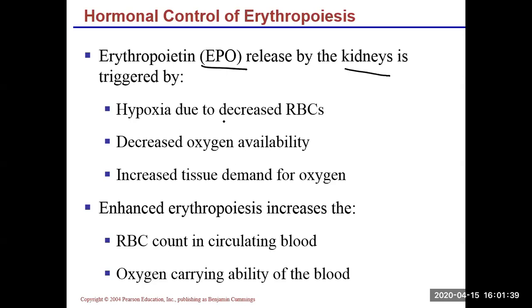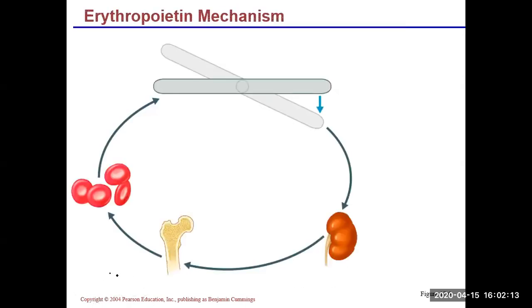Due to a lower amount of RBCs, you get hypoxia. Now you have low oxygen availability, and the demand for oxygen is going to increase. This, in turn, is going to cause an alarm, kind of like triggering more production of red blood cells. So EPO is going to reach the bone marrow, and the bone marrow is going to manufacture more red blood cells.